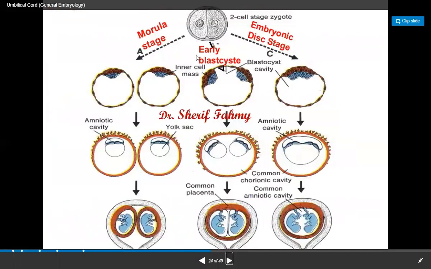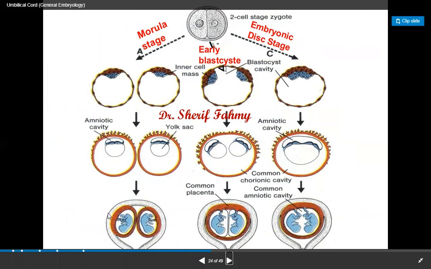It is the same in this: morula, early blastocyst, and embryonic disc. In the morula, two cells are formed by morula cell division. So here there is a separate amniotic cavity, and the yolk sac is different. Here the umbilical cord is separate, and here too the umbilical cord is separate.